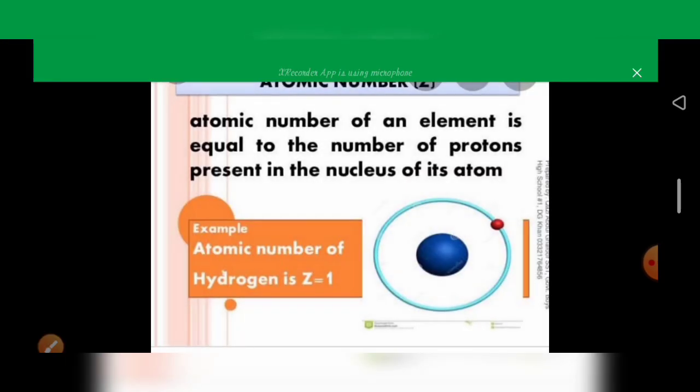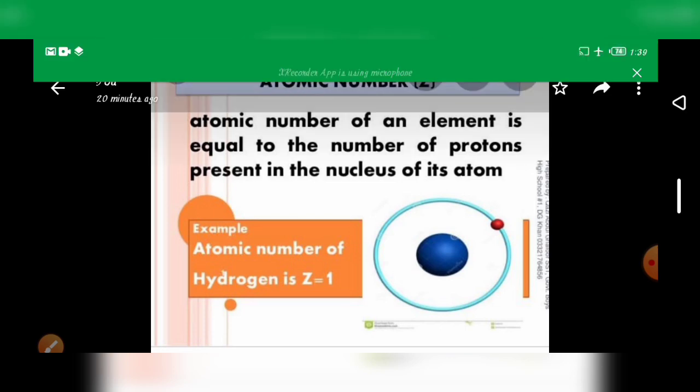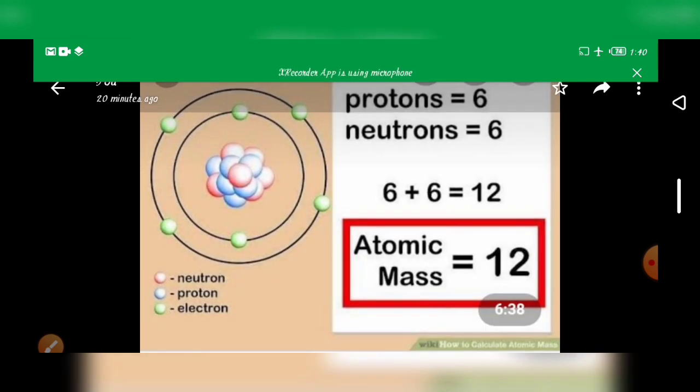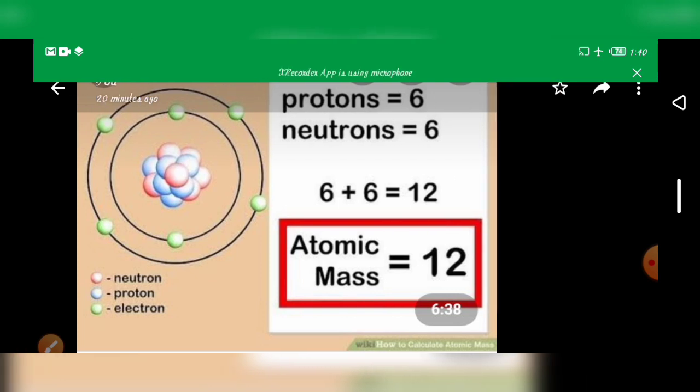Okay. Now atomic number, you see here how I have written it. The atomic number of an element is equal to the number of protons present in the nucleus of its atom. The atomic number of hydrogen is 1. So it will be written with the symbol Z, Z is equal to 1. Okay, here carbon is given: protons 6, neutrons 6. So electrons are also 6. For atomic mass, you have to add protons plus neutrons. So the atomic mass of carbon is 12.